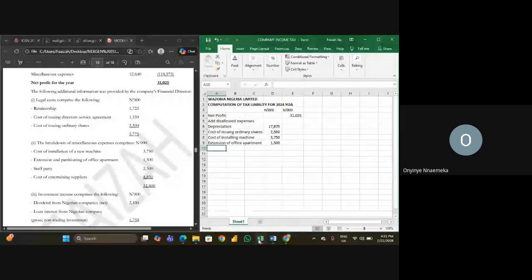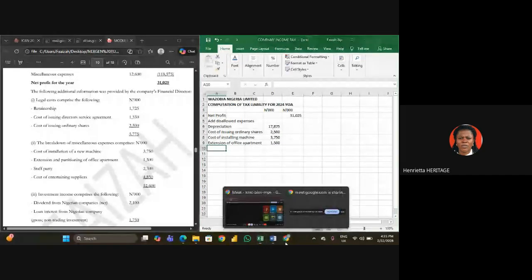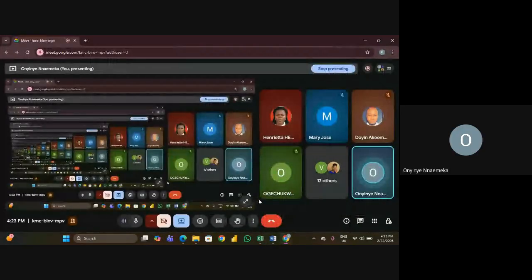What do you guys think about staff party? It's entertainment, Abi. Entertainment, is it allowed? It is not allowed because it's not related to the business. It's not allowed. It is not allowed.